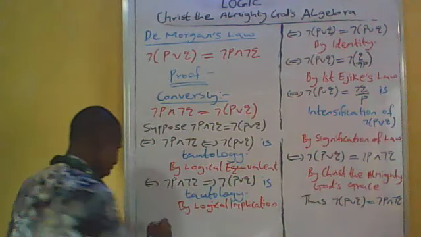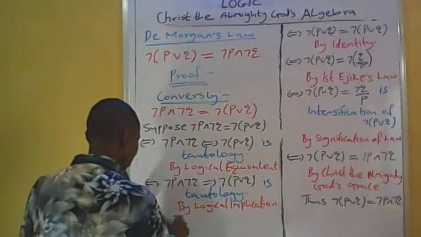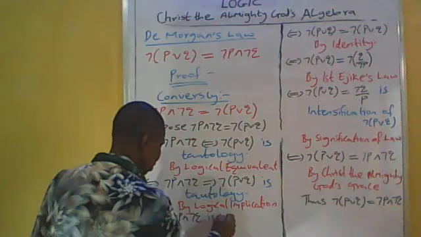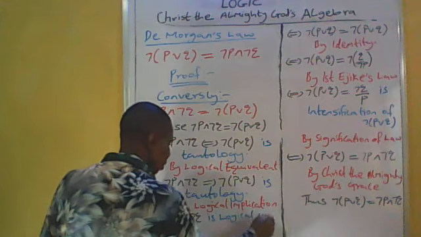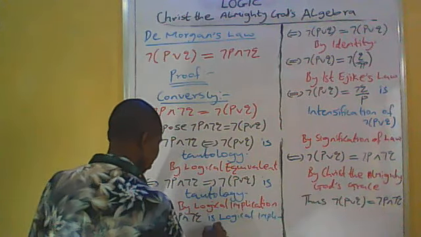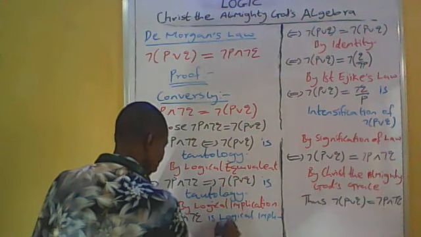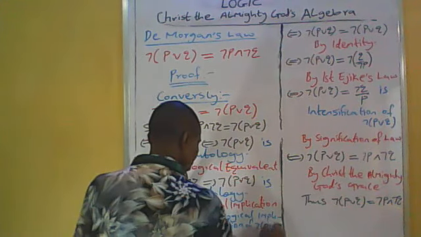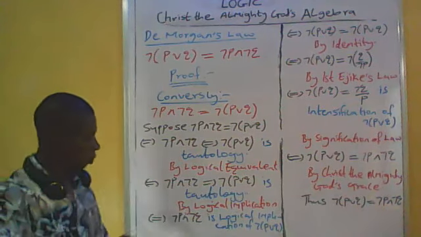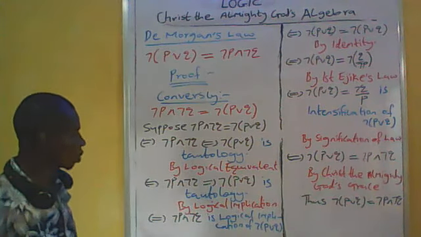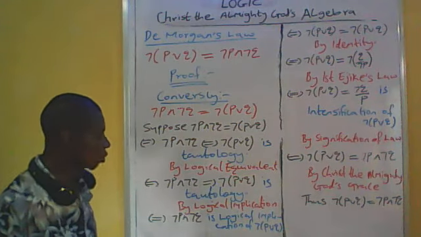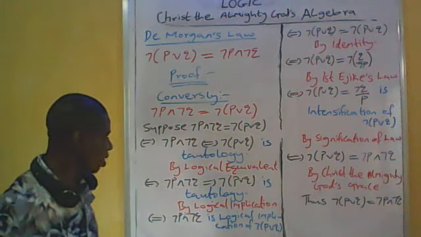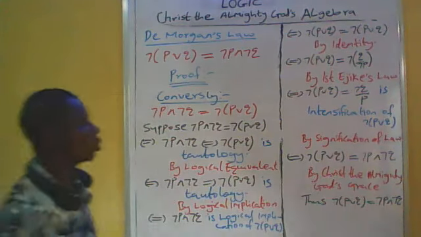So we say that if and only if not P and not Q is a logical implication of not bracket P or Q. So we have now deduced that not P and not Q is a logical implication of not bracket P or Q. That's to say that it is certain that not P and not Q exist. And if this is true, this must also be true.